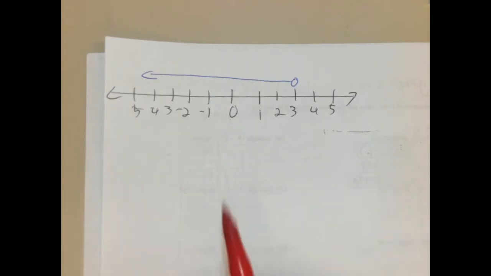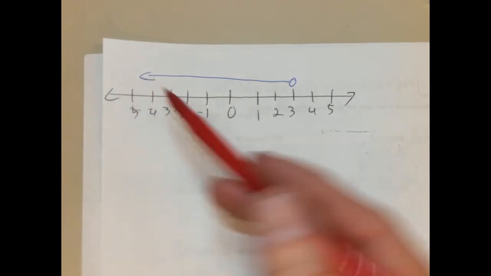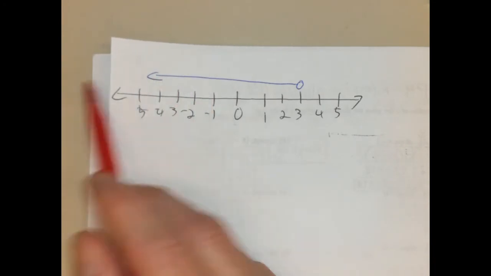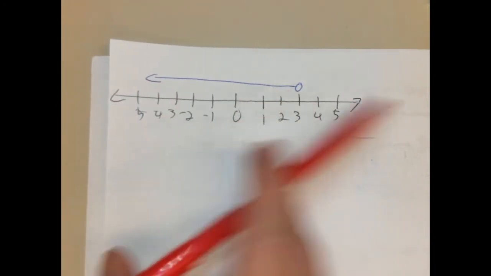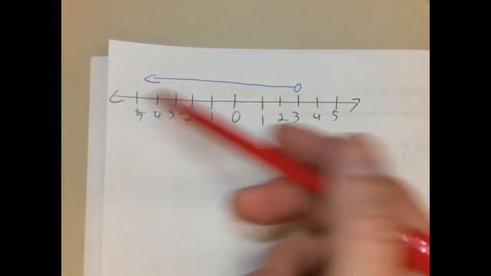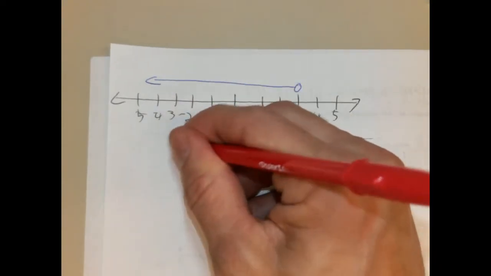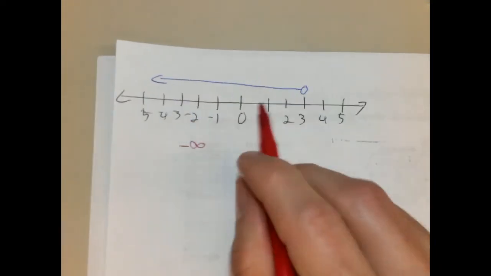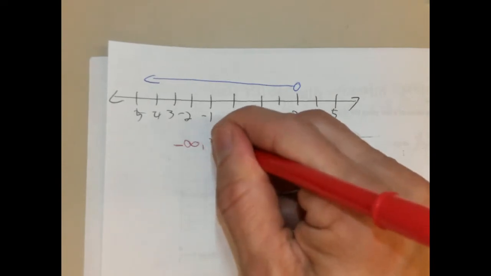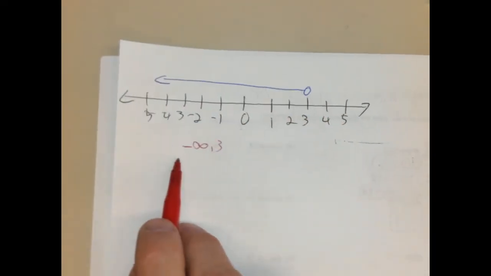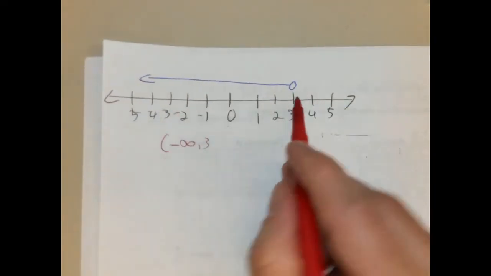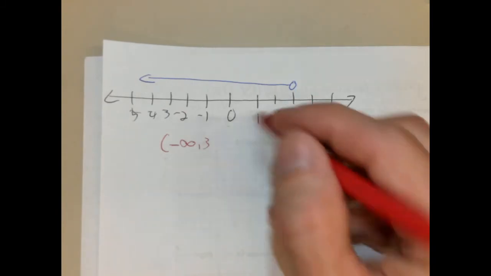Okay, the minimum value is going to be this direction. It doesn't stop here, it keeps going. So if this way was positive infinity, this is going to be negative infinity. So negative infinity is our lowest value. Our highest value is 3. This is not included because you can never reach infinity, so that's going to be parentheses. And then 3 is not included because it's an open circle. So that's how you would do that.